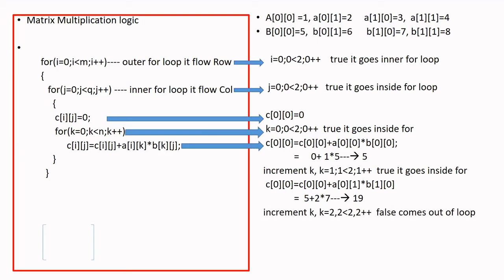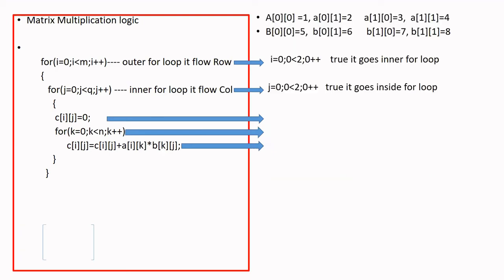If you increment k, the condition fails, it will come out of that loop. So finally C of 0, 0 value will be 19. I'm showing that 19 in the matrix here. So that is C of 0, 0 is 19. Next we'll go to the j loop now. So j is 0, it is done. Now j will be incremented to 1. 1 is less than 2. Yes, true. It will come inside again. So now i value remains 0, j value is 1.